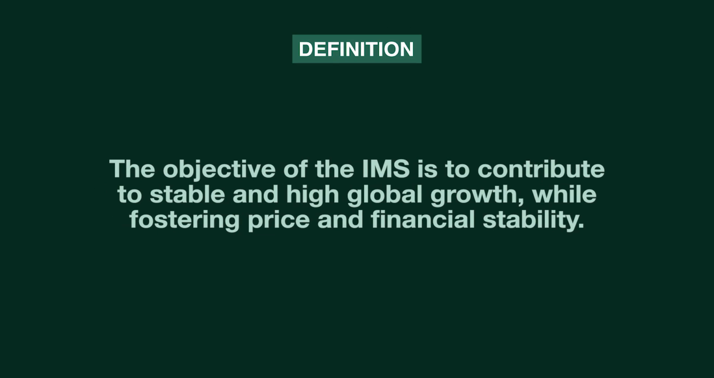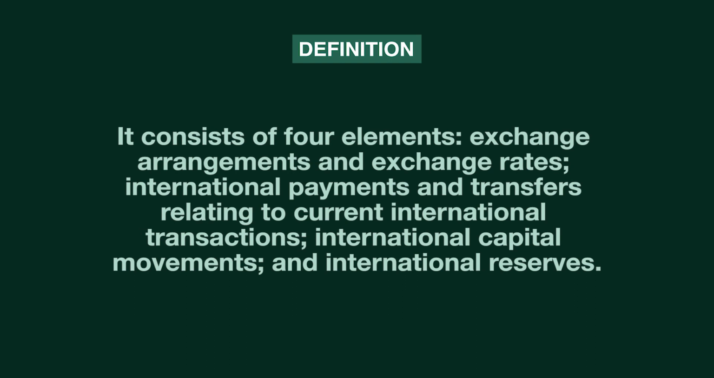Now, coming to the definition of the international monetary system, it basically comprises a set of official arrangements that regulate the key dimensions of the balance of payments. The objective of the international monetary system is to contribute to stable and high global growth while fostering price and financial stability. It basically consists of four elements: the exchange arrangements and exchange rates, the international payments and transfers relating to current international transactions, international capital movements, and international reserves.